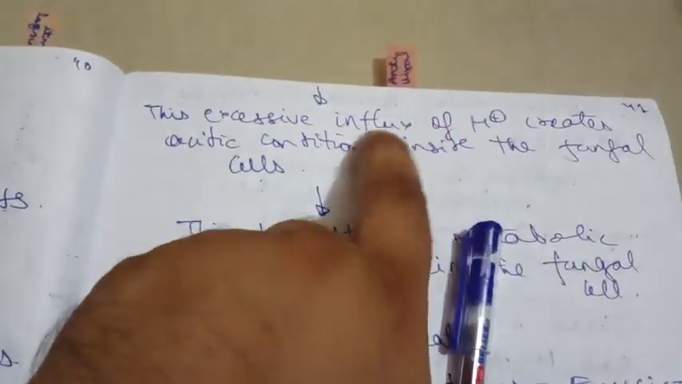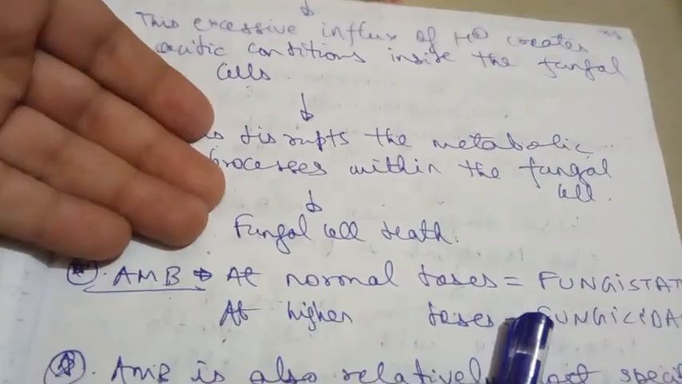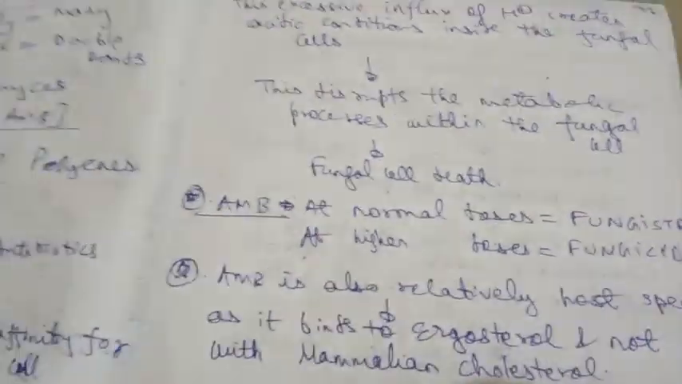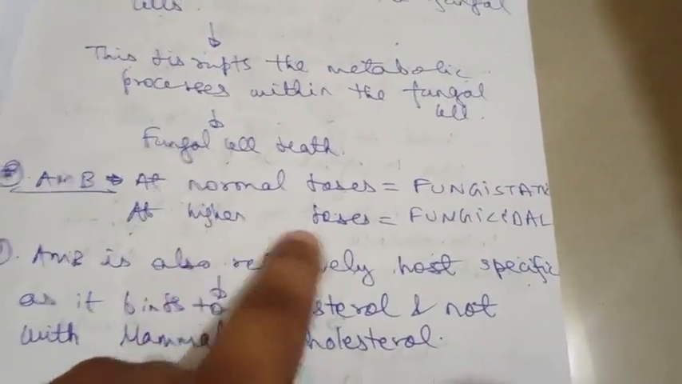Now, since excessive influx of hydrogen is taking place, this will create an acidic condition inside the fungal cell, and this will disrupt the metabolic processes within the fungal cell, and this will lead to fungal cell death. Very simple. So amphotericin B at normal doses is fungistatic and at higher doses is fungicidal.